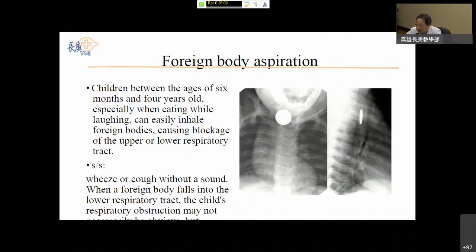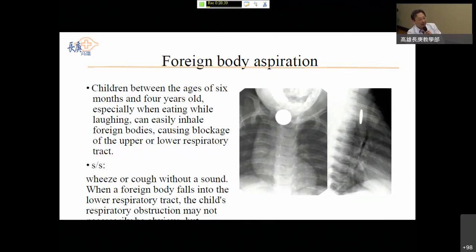Let me ask. Cindy? Yeah, it's a coin. Yes, very good. Very good, Cindy. Yes, it's a coin. It's a quarter. It's a US quarter, yes.